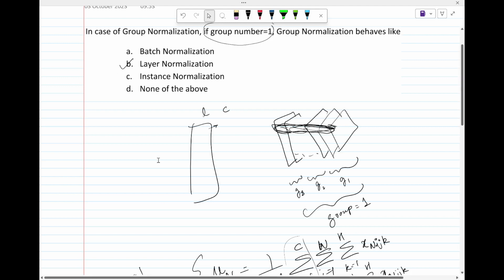For instance normalization, for a given instance or for a given input, you will normalize across a given channel for each of the channels, right? Is it clear? Is it clear, Sanchita, why it won't be C?